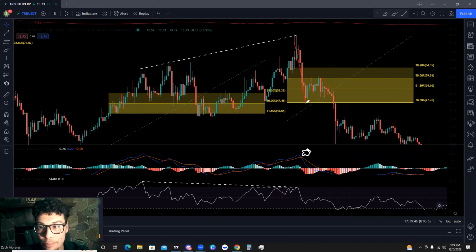We come down, we bounce again off the fake out level, the 78.6. We don't hold the 61.8. We don't hold the 50%. We don't hold the 38.2%. We bounce off the 78.6, come up, and we get a perfect rejection right here at our 50% and ultimately continue this reversal in the downtrend.